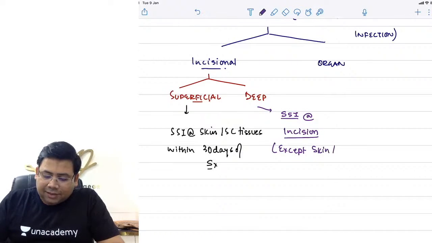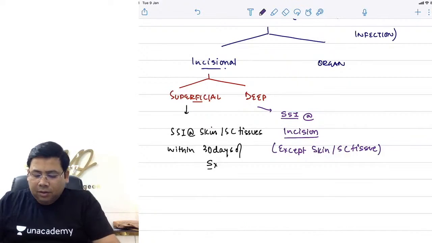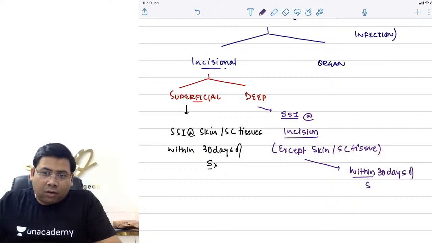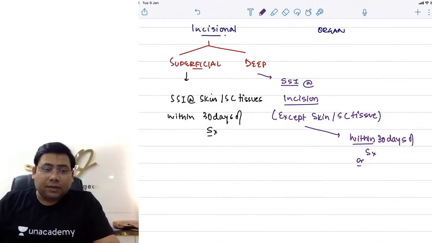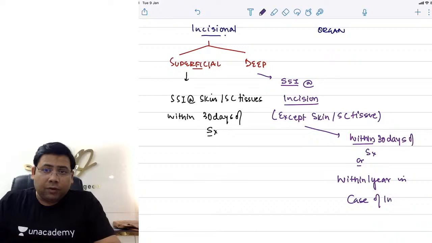So except skin and subcutaneous tissue, that means muscle, fascia, peritoneum, everywhere. Within what? Within 30 days of surgery, or within 1 year in case of implants. And this is very, very important.